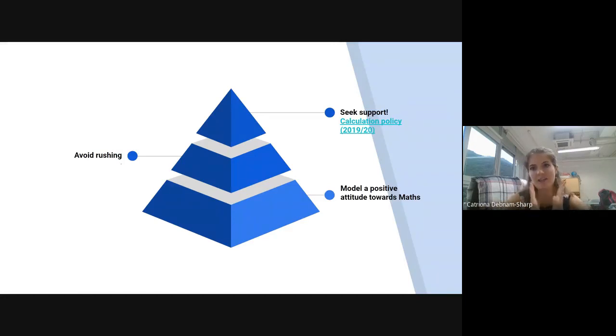So the first thing is modeling a positive attitude towards maths. If your child sees you saying, oh, I'm not a maths person, or I didn't find maths easy at school either, that doesn't really help. So what we want to do is model a positive attitude towards maths. As Susan talked about earlier, it might be to go, oh, that looks a bit tricky, or can you explain that to me? Or I was wondering how you did that. Show an interest in what your child is learning, and they hopefully will then be motivated and have the confidence to explain.